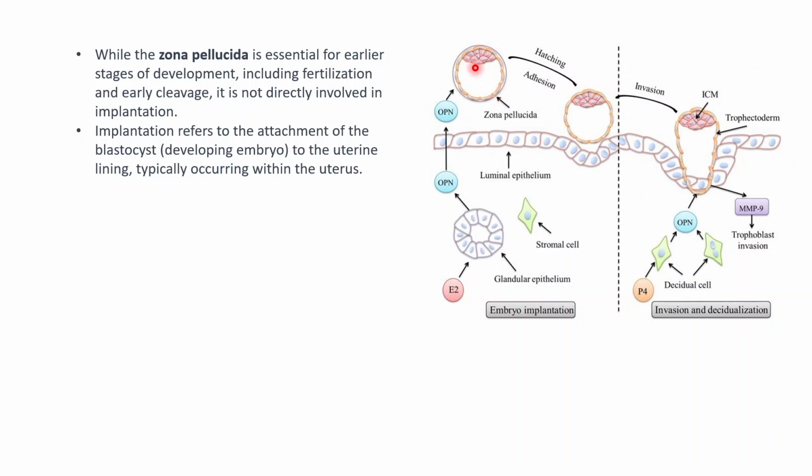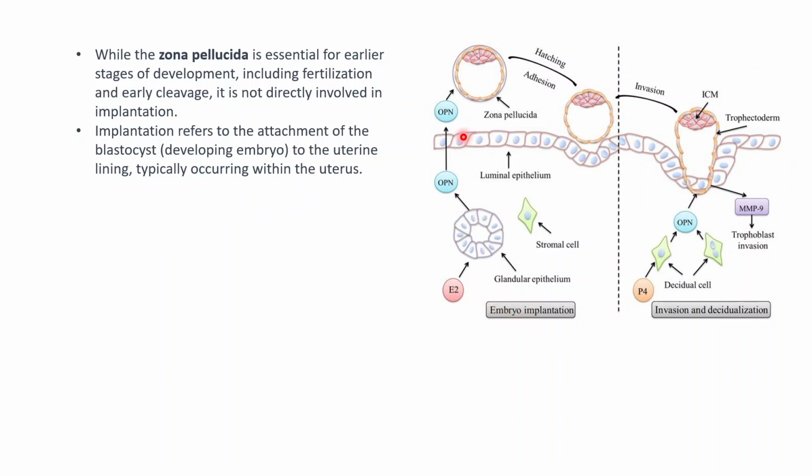So hence, if we have any defects in zona pellucida, it might affect the earlier stages of fertilization, but it will not affect implantation. Implantation will happen regularly at the uterus, but the fertilization process will be hampered. Implantation refers to the attachment of the blastocyst to the uterine lining, typically occurring within the uterus.